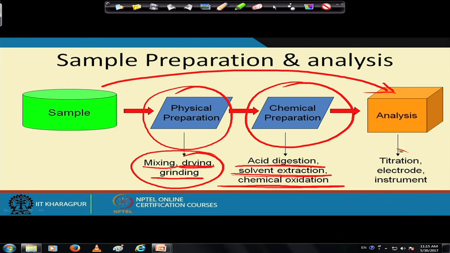and then we can inject that for the analysis, and that could be done using either titration, electrode or instrument. So there are different types of instruments used. This is very, very critical, especially for those of you who intend to do lab-based work, or if you have done lab-based work, you definitely know this part.